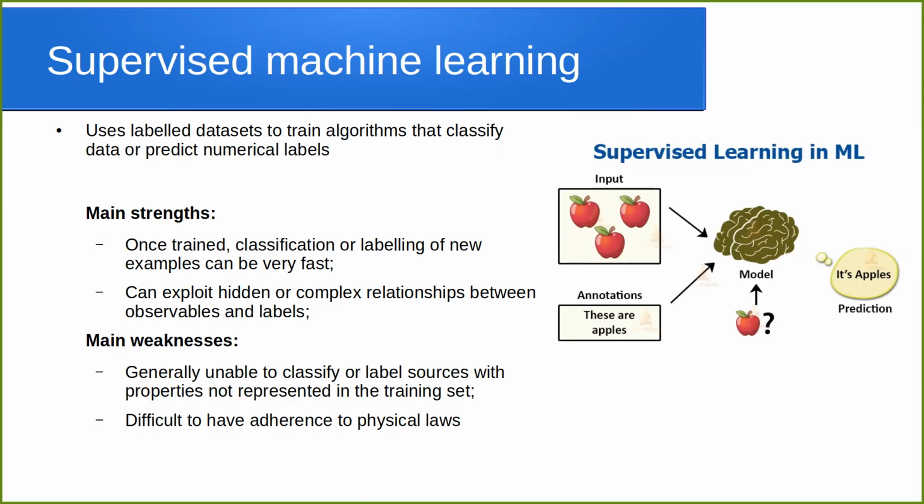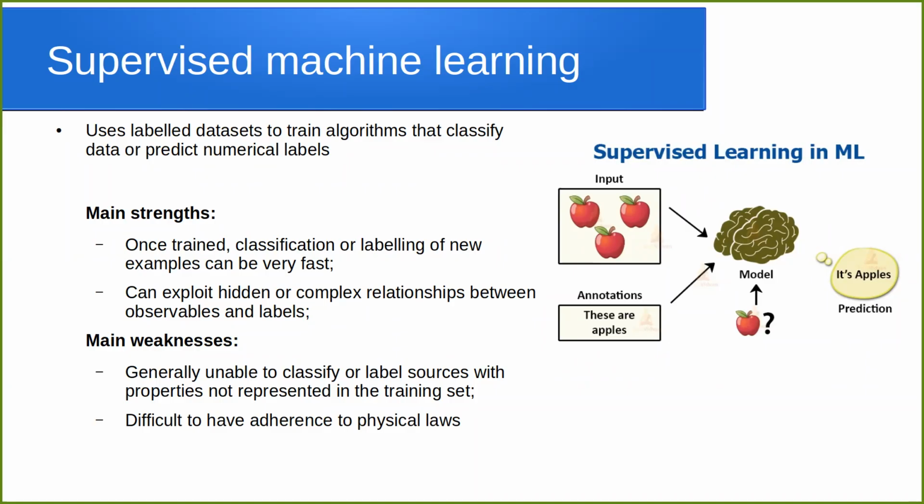Another cool thing is that machine learning of this type can exploit hidden or complex relationships between, let's say, the observables and the labels. So there could be physics we don't know about, or there could just be relationships or structure we don't know about, because either it's very complex, or it's there in a very hidden way.